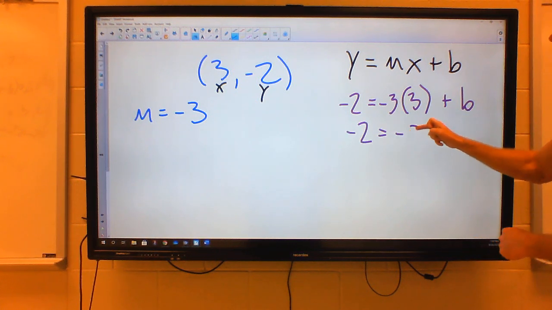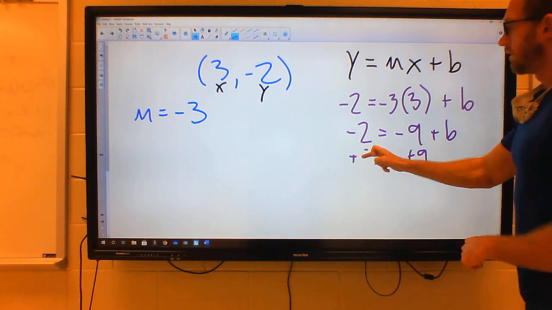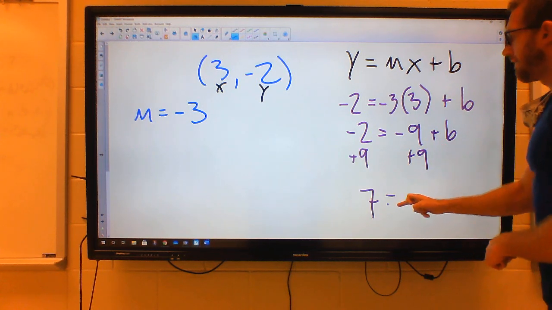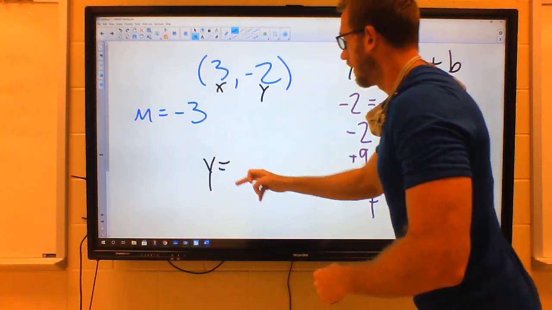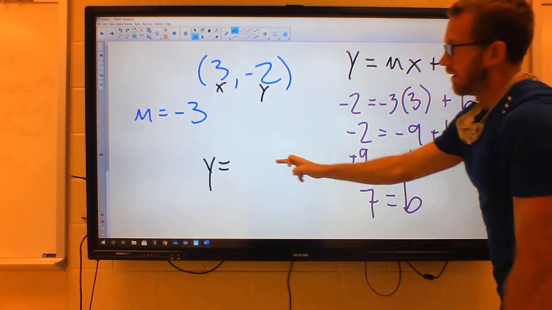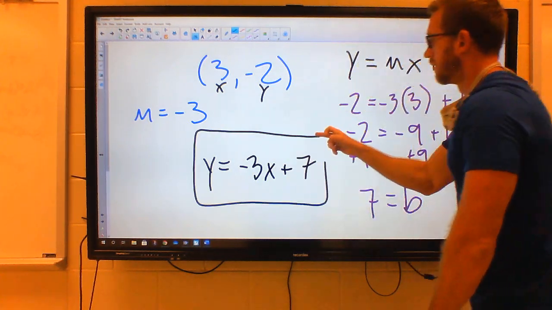-2 equals -9 plus b, add 9 over. 7 equals b. Now that we know that, all right, so 7 is b. The slope is -3. Boom.